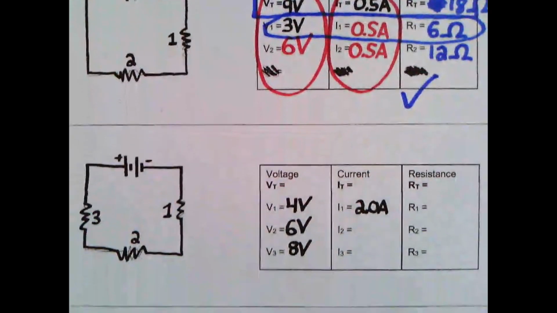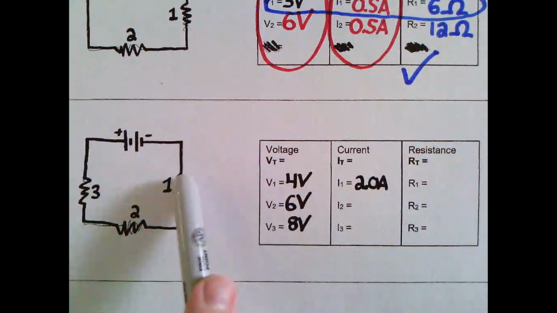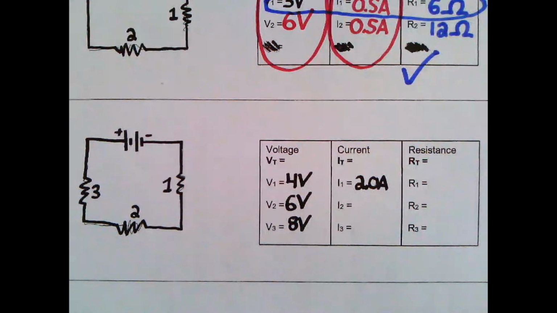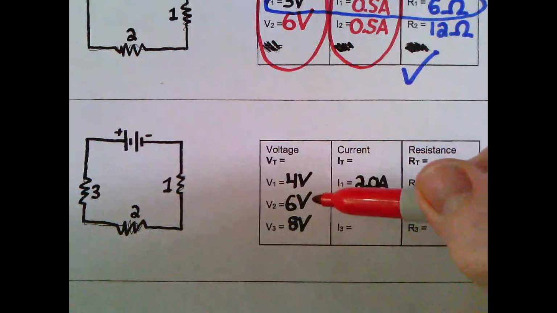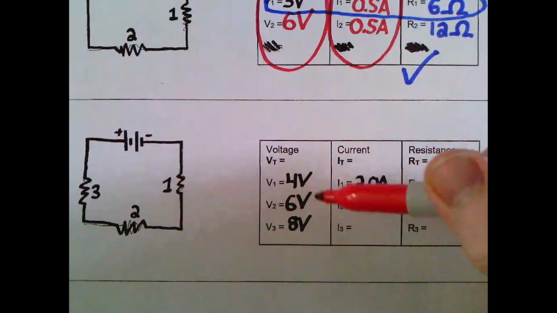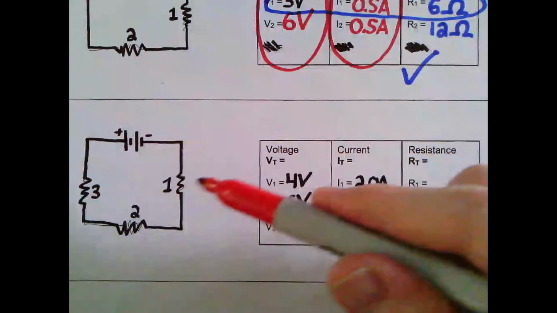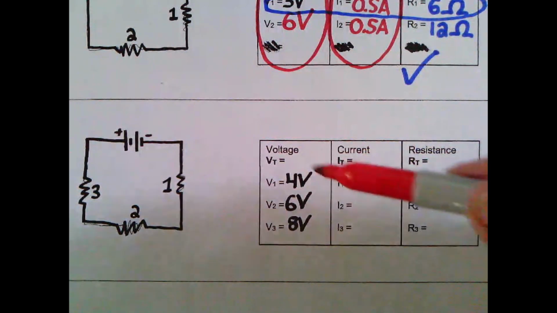Okay, so let's try another one. Here again, I have another circuit. This one has 1 battery and 3 light bulbs, or 3 devices, it doesn't matter what they are. We notice that we've been given a totally different set of information. We've been told the voltage that each light bulb is getting. The reason these are different is because these are not identical devices. If they were identical devices, we would expect the same voltage, but the question is telling us that they're different.